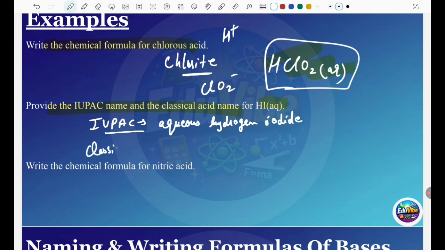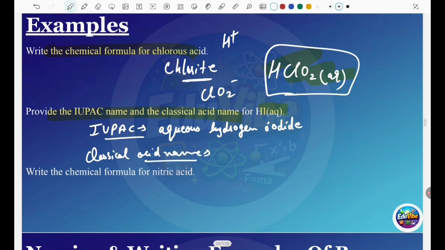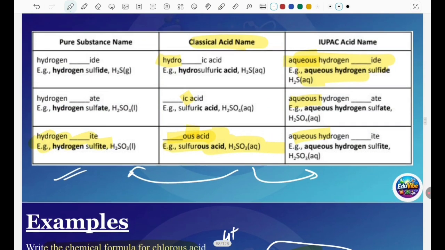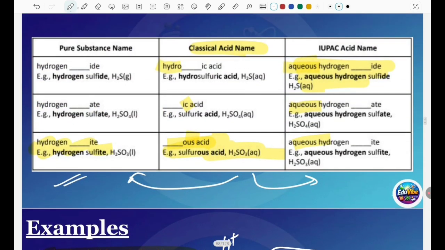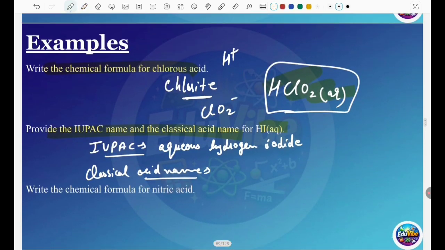And with the classical acid name, in the isolated form we have HI, and in classical naming we deal with iod. We deal with the ic acid, and we also deal with the hydro prefix because this involves hydrogen. So it's hydrogen that becomes hydroiodic acid.